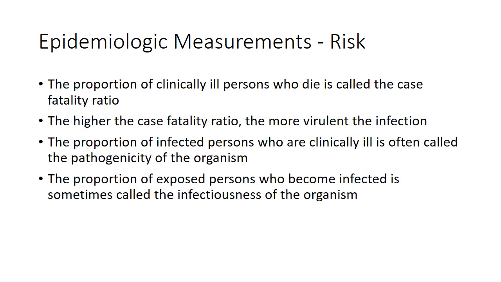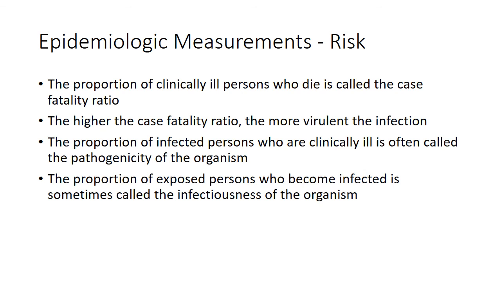So when we're looking at these different subsets, we can see that the proportion of people who are clinically ill, who develop the disease, and who die, is going to be considered our case fatality ratio, right? So people who became ill and then died is that case fatality ratio. Typically, the higher the case fatality ratio is, the more virulent the infection.